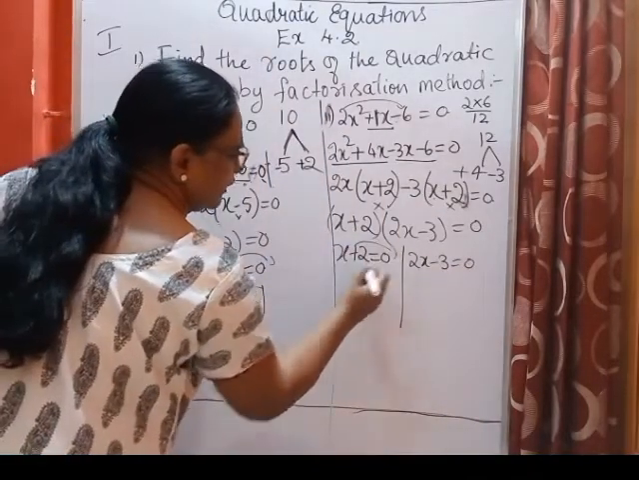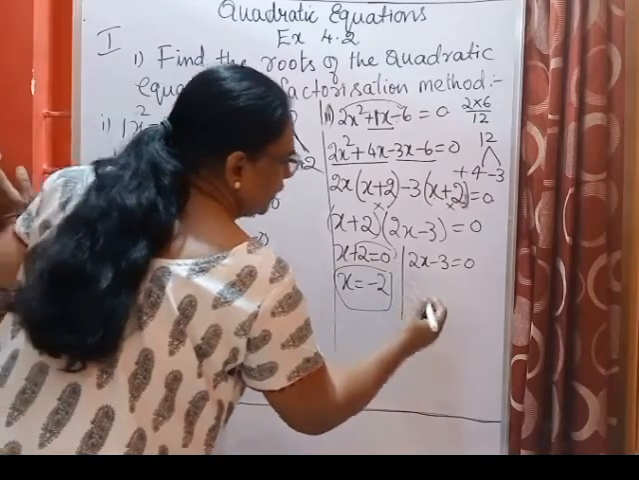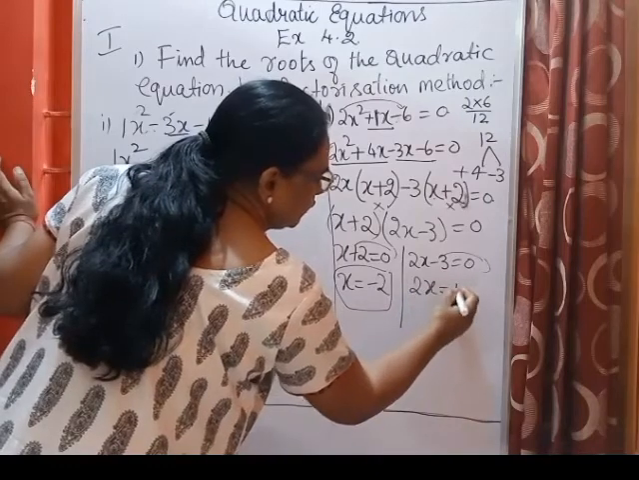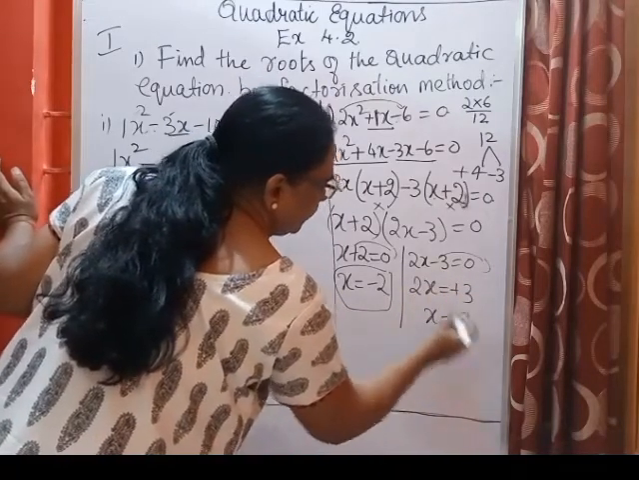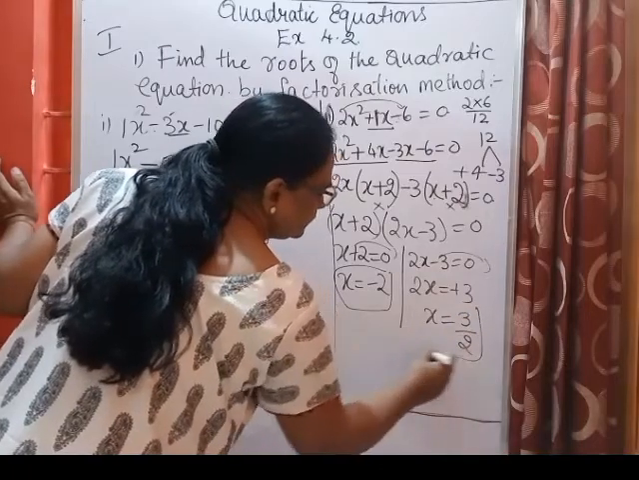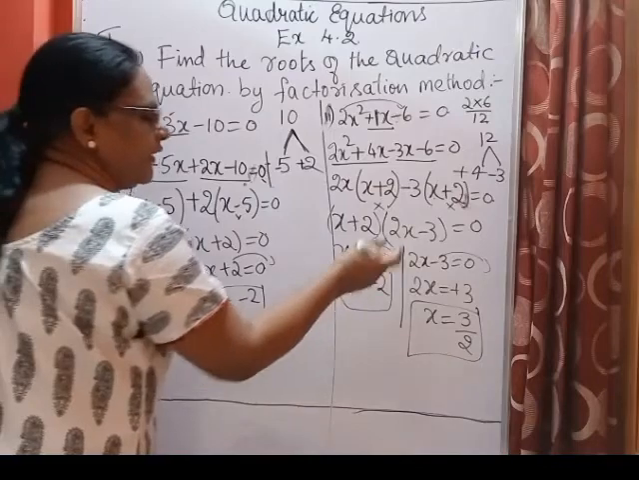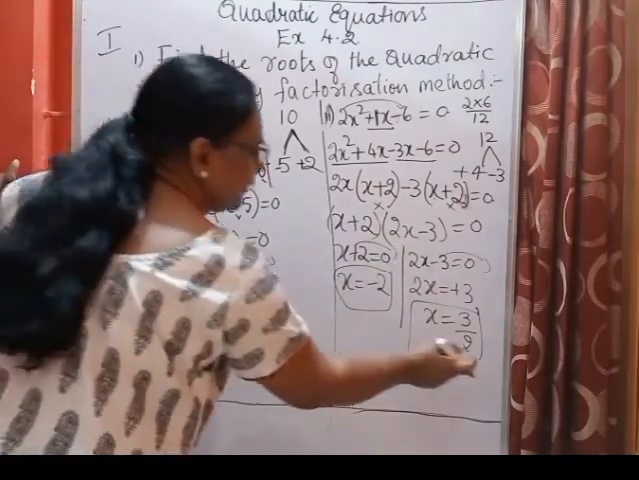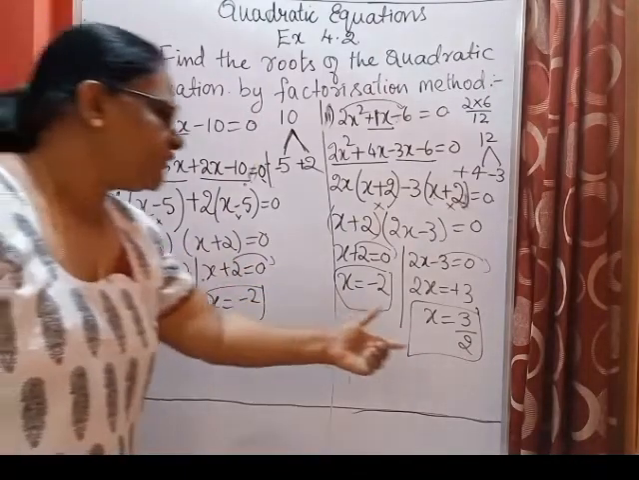Now shift 2 here. That becomes x is equal to minus 2. Here first shift 3 here, that becomes 2x is equal to plus 3. I want x, so x is equal to 3 divided by 2. If you directly get the value for 1x, no need to divide. If you are getting 2x or 3x or 5x or 10x, that number should go to the denominator. So this is how you can solve.